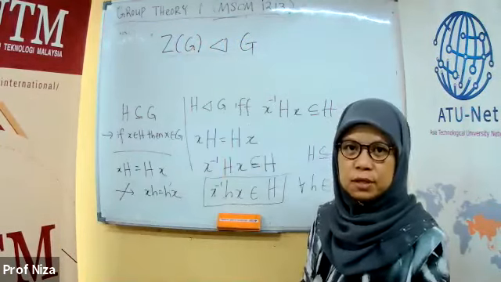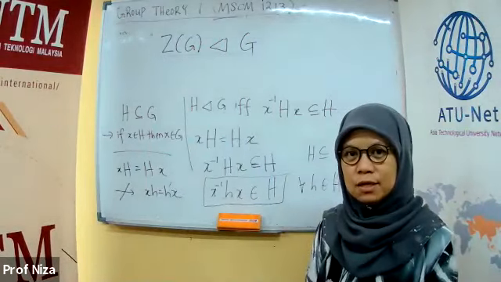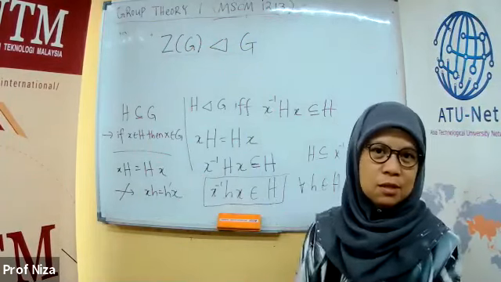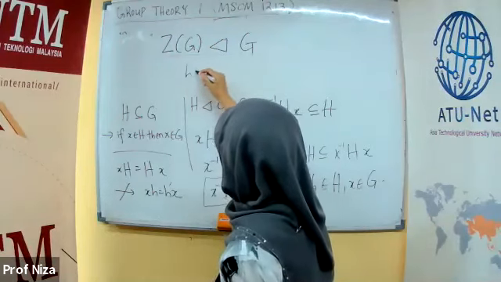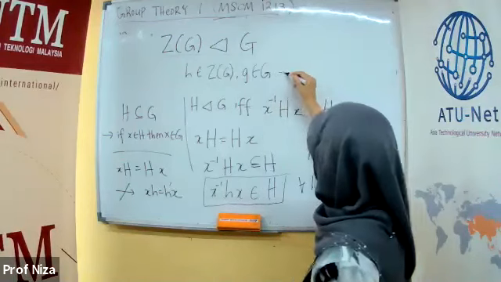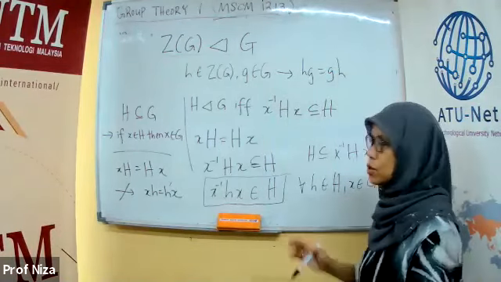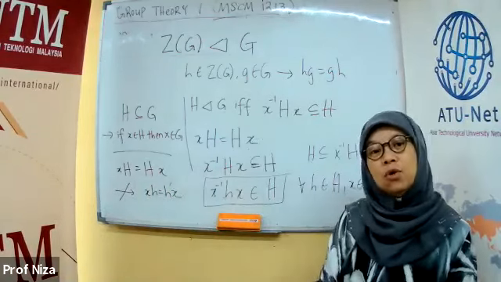How do you prove this? You take one element in the center, right? And an element in the center always commutes with all elements. So that's why you have an element in the center, g in G. This is always true. So it goes back to the definition of the normal subgroup.